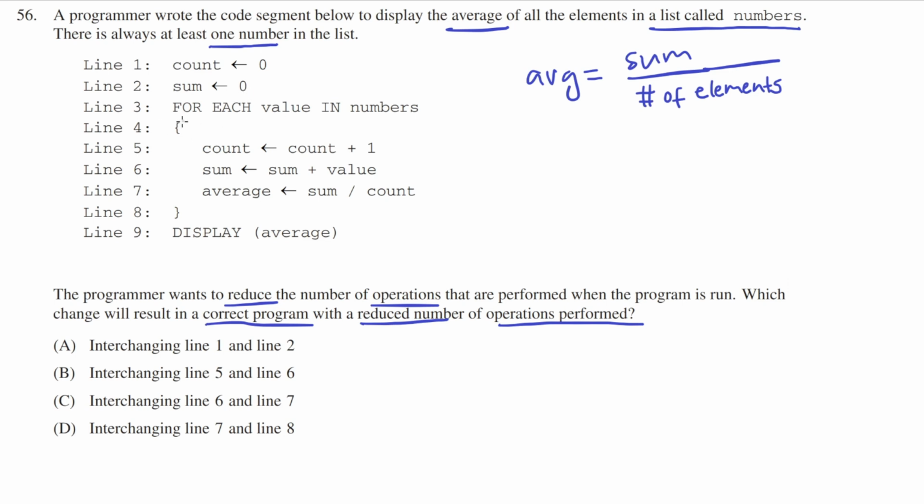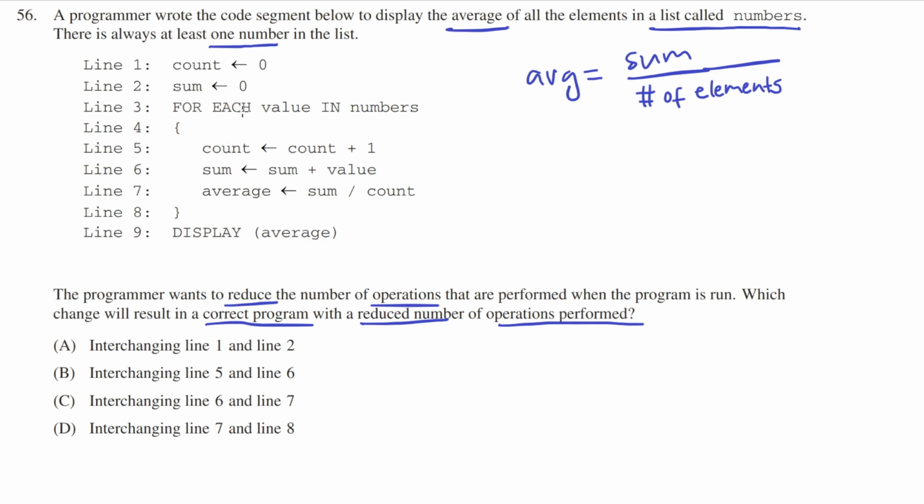Then we have this for each loop that's going to loop this code in these two curly braces. So it's going to repeat once for every value in numbers. So value is going to be a variable that stores the current element we're on in the list numbers. So we're going to repeat once for every element in numbers.